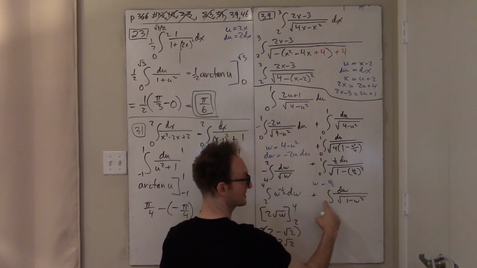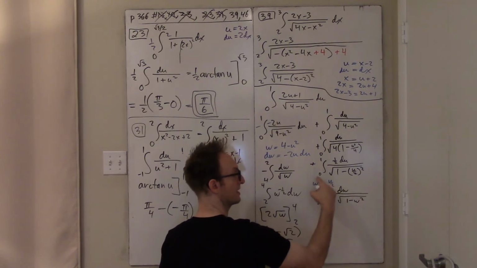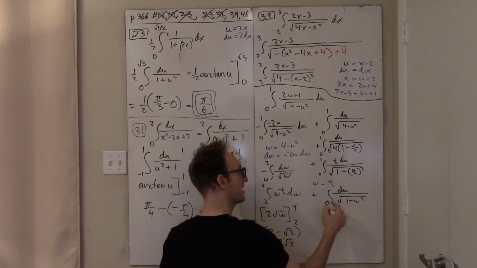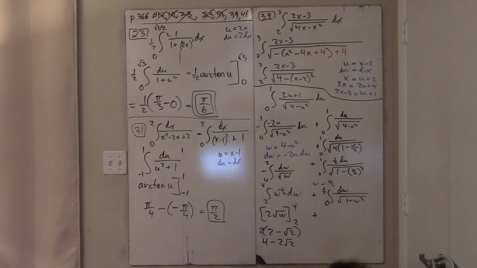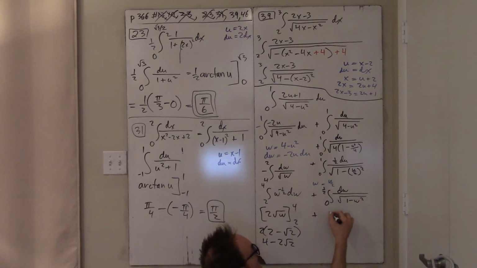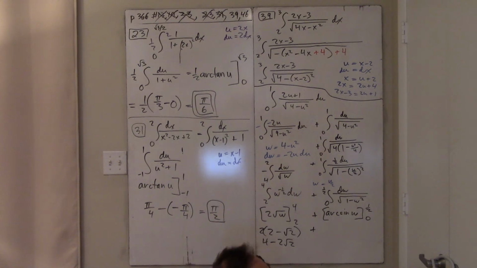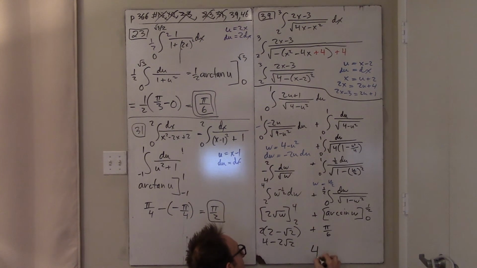And now I change my limits. When u is 0, w is 0, but when u is 1, w is 1/2. And so now this is arcsine w, evaluated at 1/2 and 0. So this becomes plus, what's arcsine of a half? The angle whose sine is a half is pi over 6, and the arcsine of 0 is 0. So I hope that the final answer to this problem is 4 minus 2 root 2 plus pi over 6.